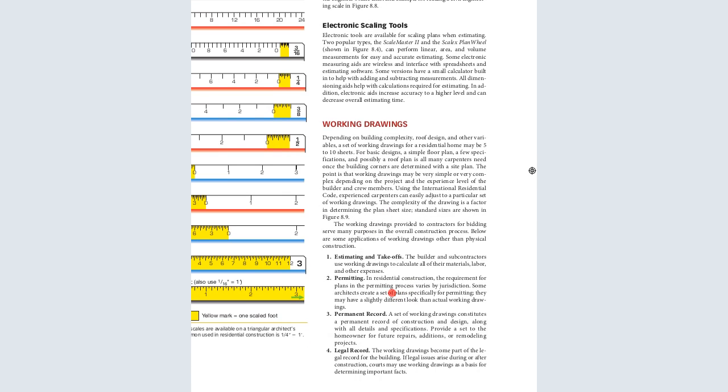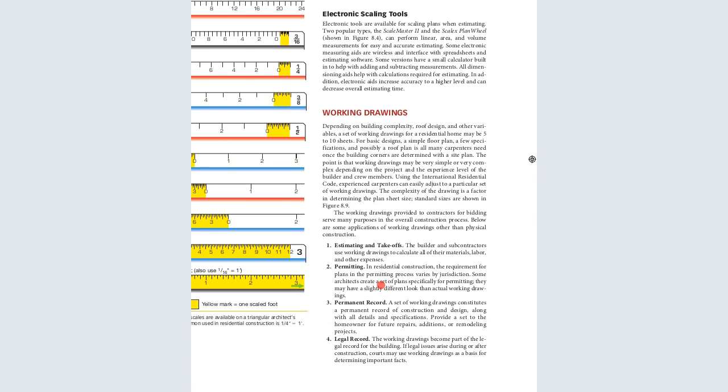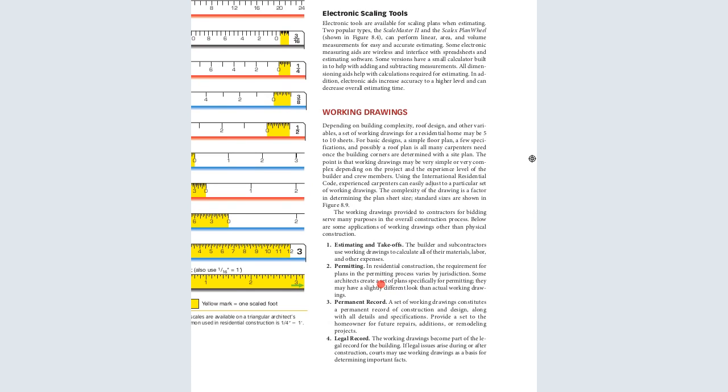The working drawings, depending on the building complexity, the roof design, and other variables, for a residential home may be 5 to 10 sheets for the basic design. A simple floor plan and a few specifications are possible for the roof plan. It is all many carpenters need once the building corners are determined with the site plan. The point is that working drawings may be very simple or more detailed depending on the project and the experience level of the builder and the crew members.